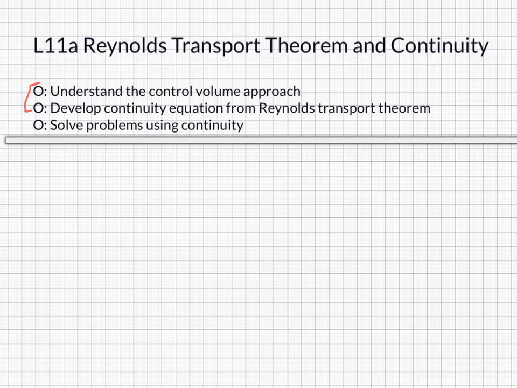We're going to develop the continuity equation from the Reynolds transport theorem, which of course you've never seen before. At least I'm assuming that you haven't. And then we're going to solve problems using continuity, and that'll be in the B section. But through the whole thing, this first one is the one I care about, understanding the control volume approach. The continuity equation is going to be one of the tools that we use basically constantly as we move through the semester. So be prepared for that because it's going to happen.